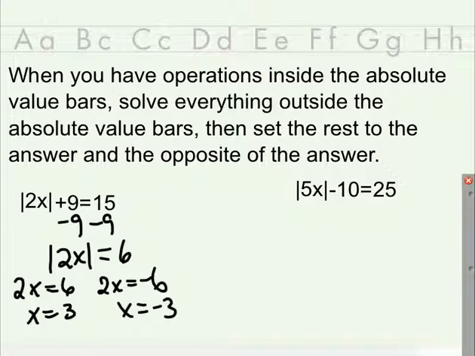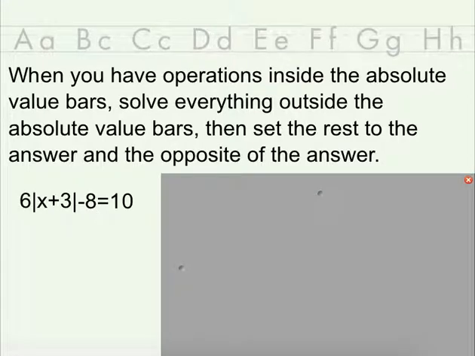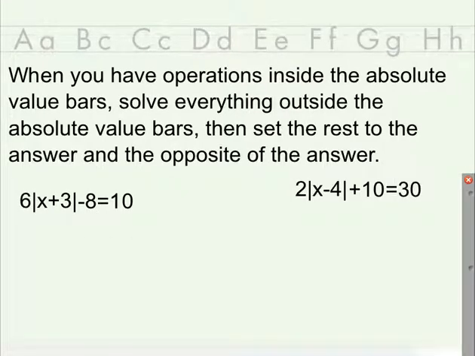And same goes on this right side, so I'm going to add 10 and get absolute value of 5x is equal to 35. So 5x equals 35, and 5x equals negative 35, meaning I get answers of x equals 7, x equals negative 7. All right, so get your absolute value alone and then deal with whatever else is there. Same applies here. Okay, just a few more examples.